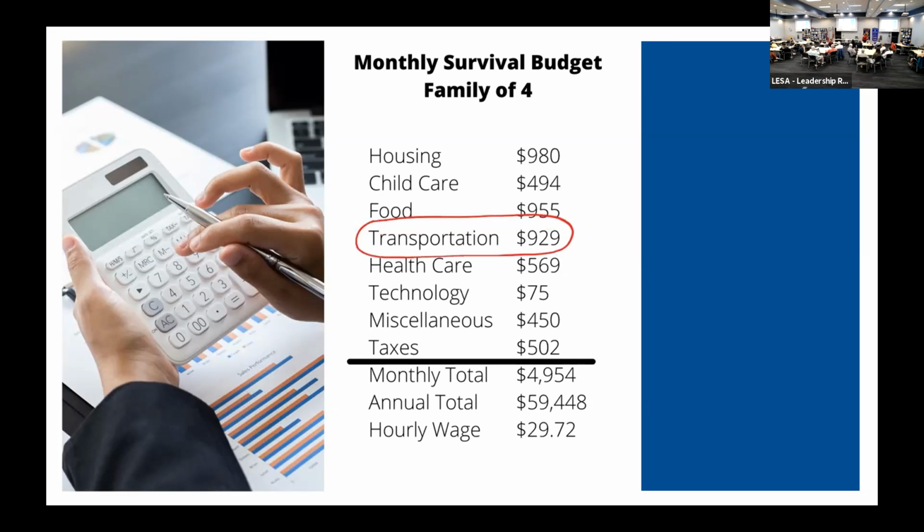Transportation is $929, and I'll just share that this includes your lease, payments, repairs, gas, oil, maintenance, fees, services, and also public transportation where that's viable. That's all rolled into one for a family of 4.